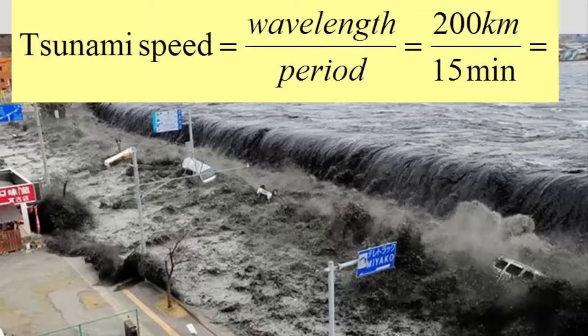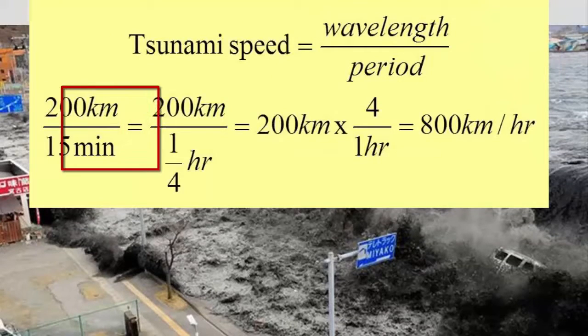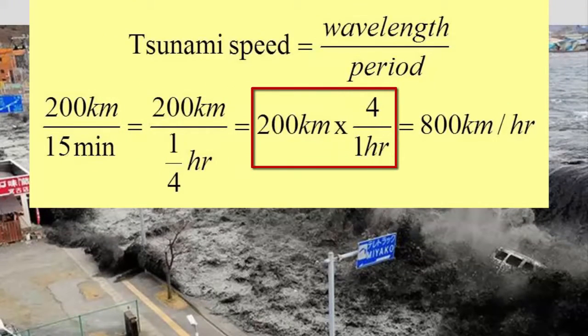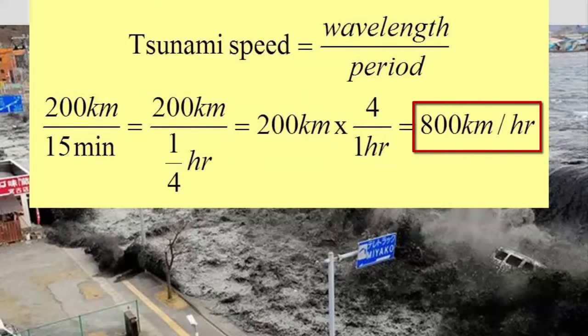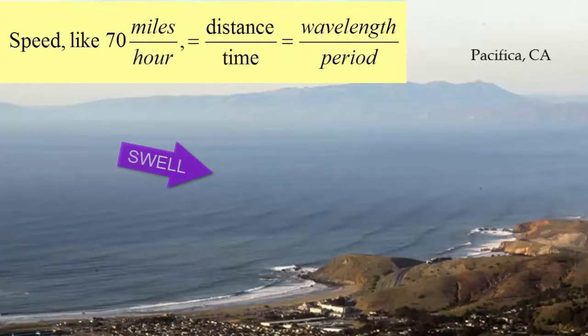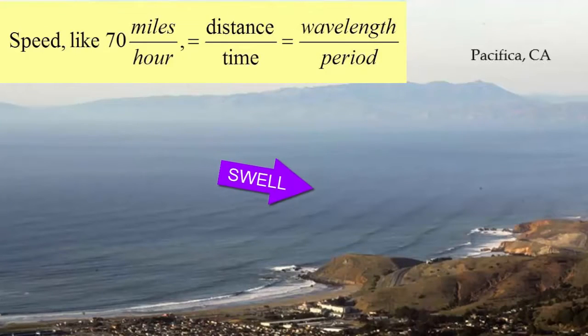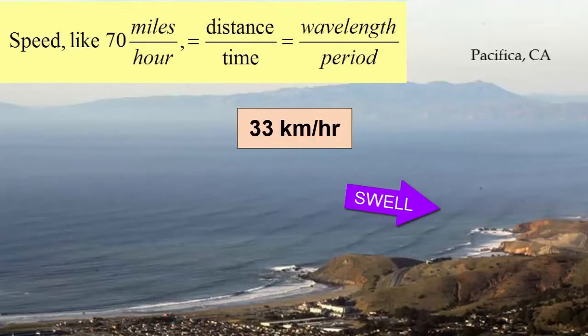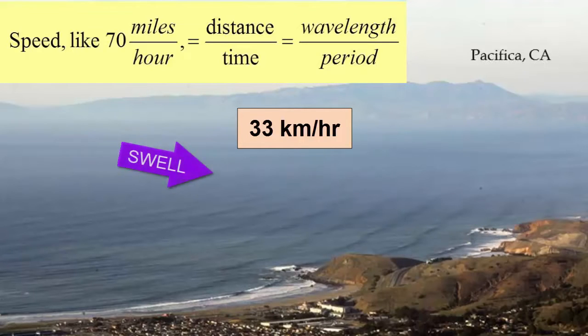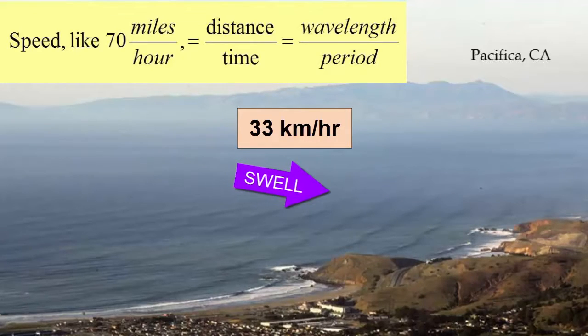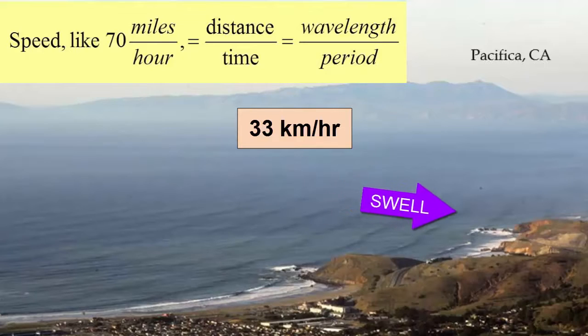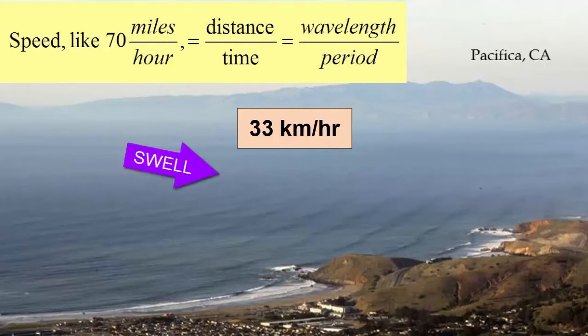For example, tsunami have an average wavelength of 200 kilometers and an average period of 15 minutes. When we divide those numbers, we get an average speed of a tsunami of 800 kilometers per hour. That's how fast the energy of a tsunami wave travels across the ocean. Swell that approach our beach tend to move at speeds more like 33 kilometers per hour. However, that speed will slow once the wave feels bottom, which means once it enters water shallower than its wave base.